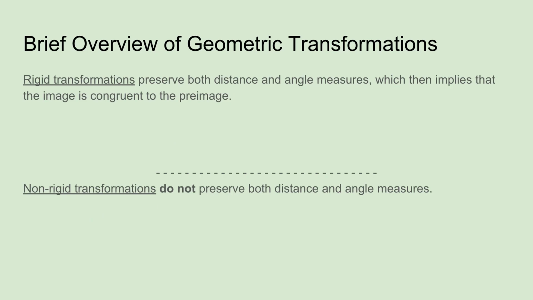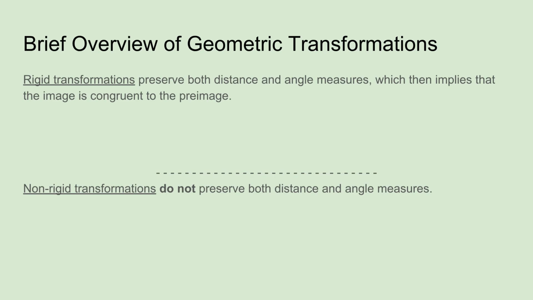Now that we've gotten that out of the way, I also wanted to give a brief overview of what we'll be discussing in this video. We're going to quickly go over 4 main types of transformations, and each of those fall under one of 2 categories. It's either a rigid transformation or a non-rigid transformation.